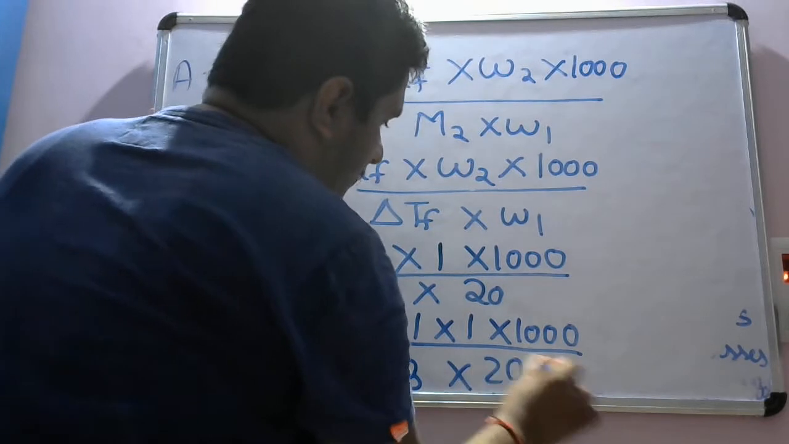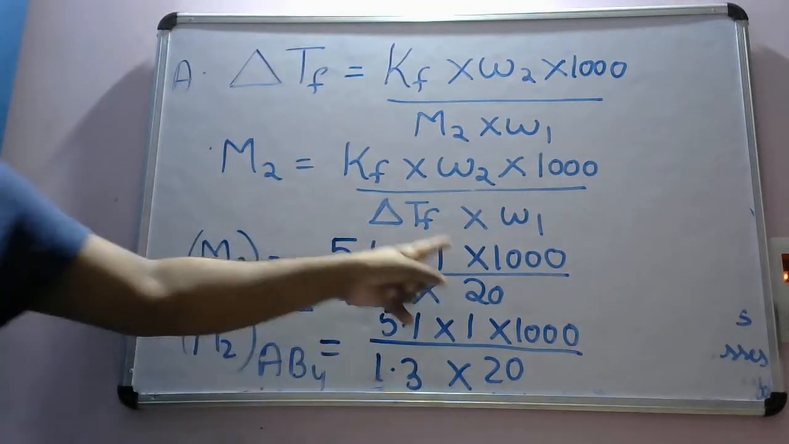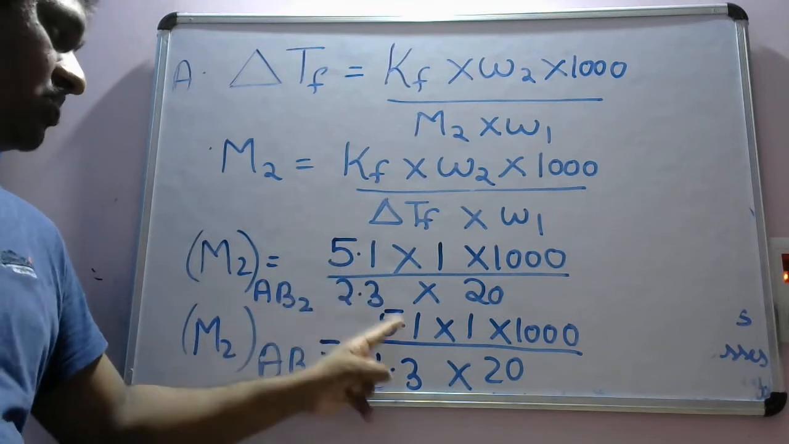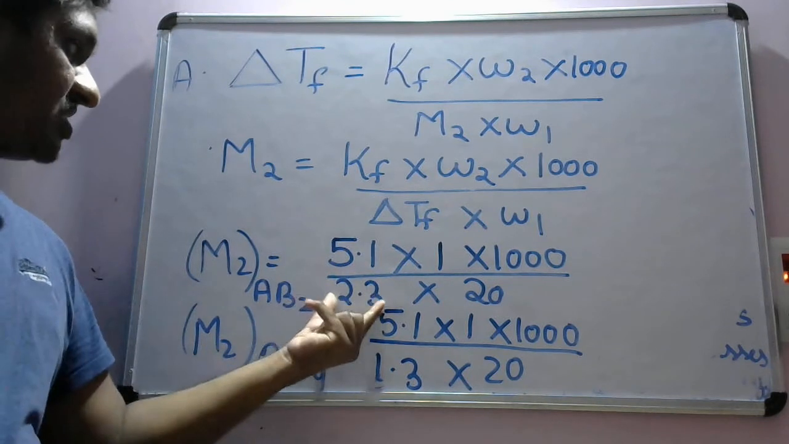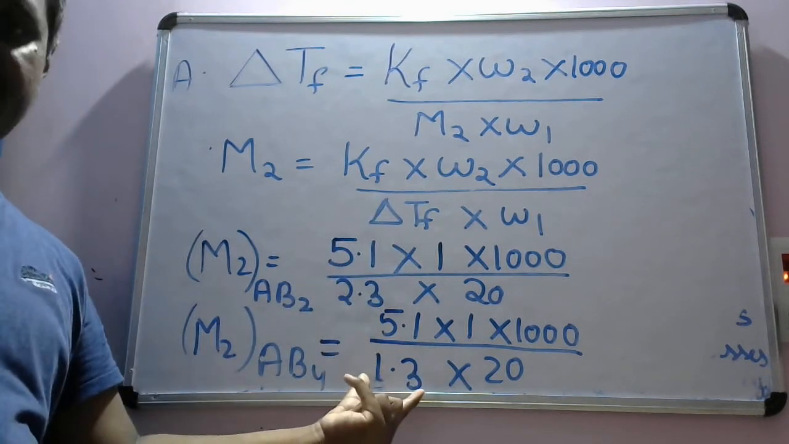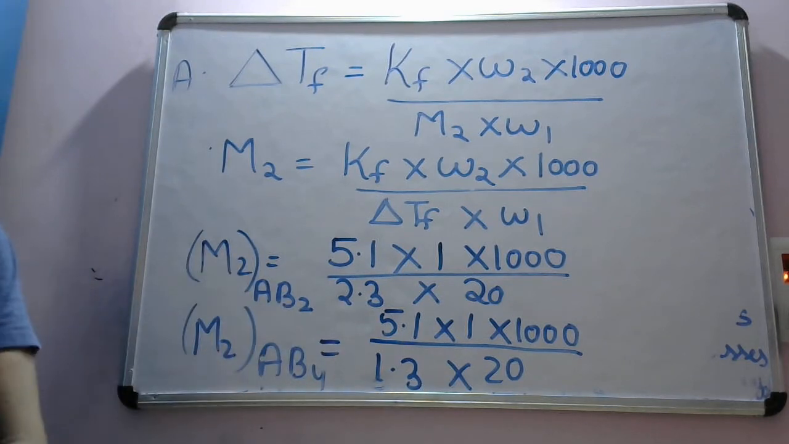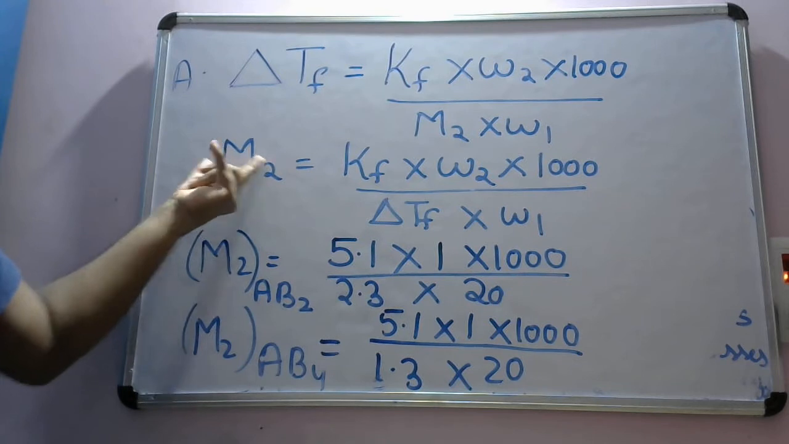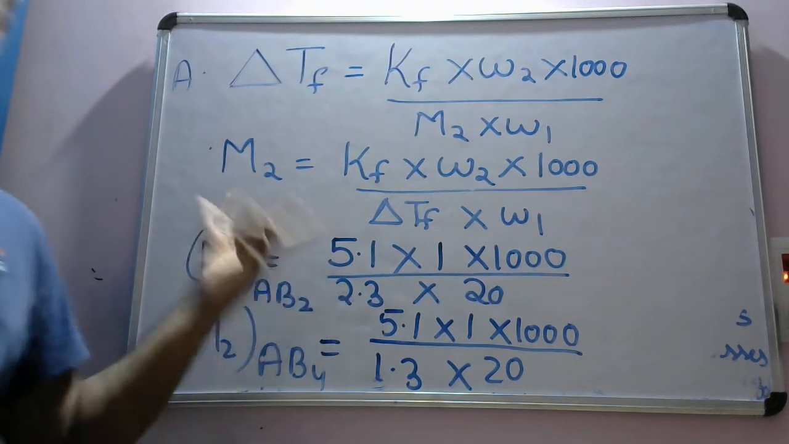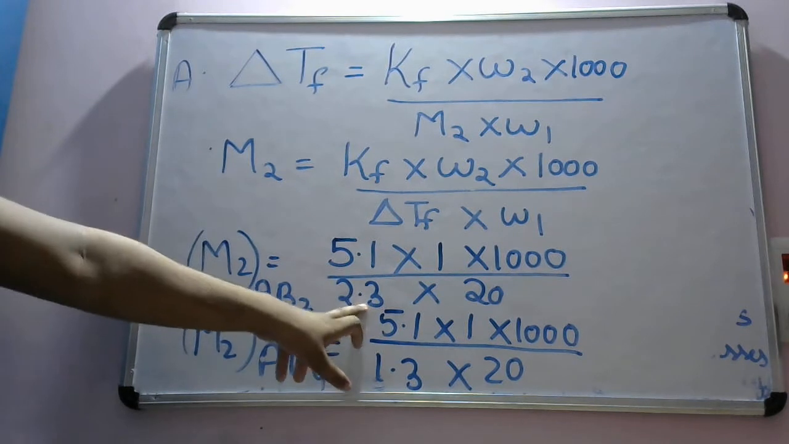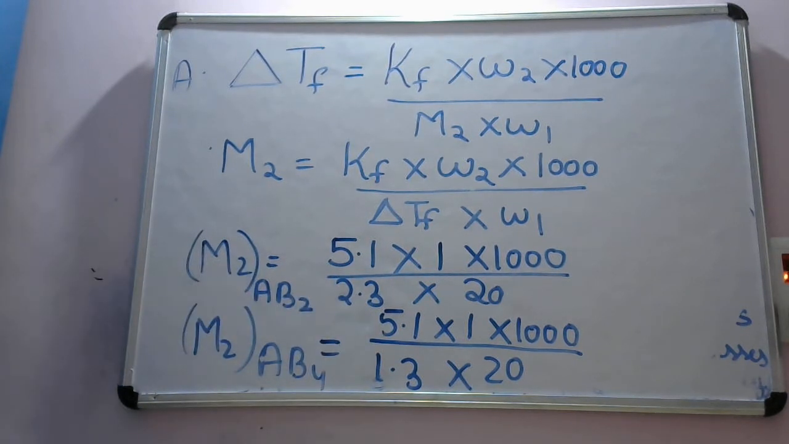You see, for both cases, the mass of solute and mass of solvent are the same. The molar depression constant is the same, but the variation is in the depression in freezing point. So that is why the molar mass will also vary. If one of the quantities is varying, obviously the molar mass will also be different. You can observe this from the formula also.